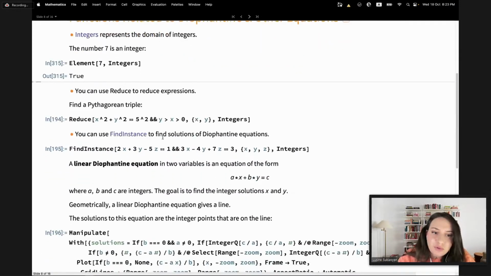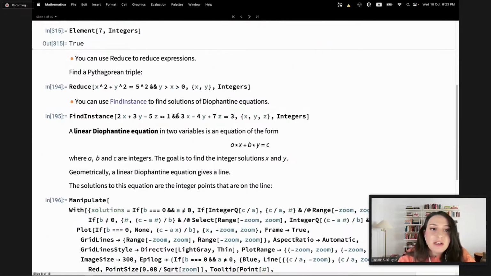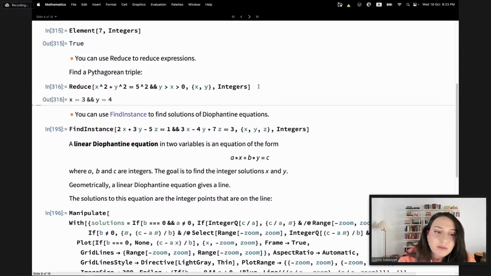Or you can use Reduce, that we talked about, to reduce expressions. For example, this is x squared plus y squared equals 5 squared. That is a Diophantine equation, and we want to solve it over integers. And what do we get? We get results, 3 and 4, that's the solutions, and actually 3, 4, 5 are Pythagorean triples. So basically we just found a Pythagorean triple.